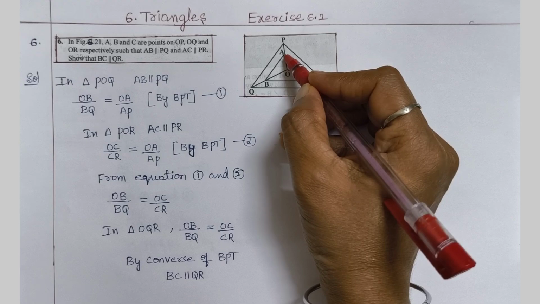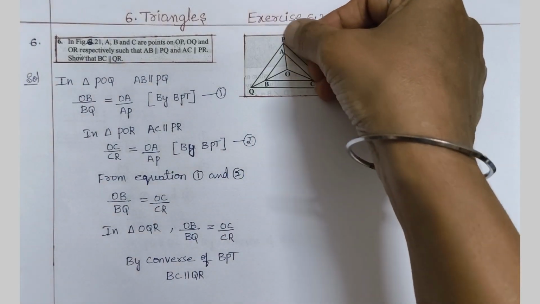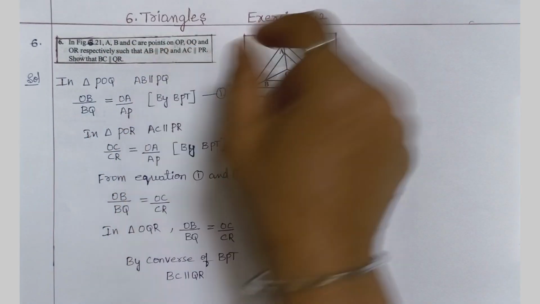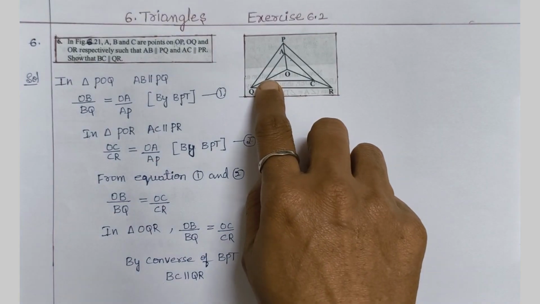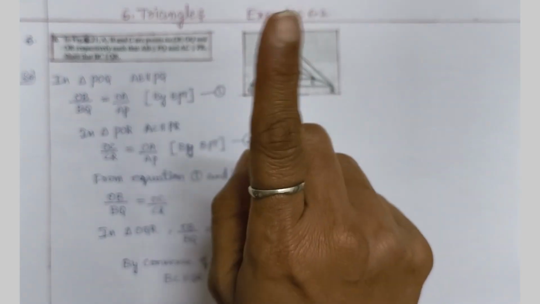A, B, C are the midpoints. See here, A is the midpoint of OP. Are the points, not midpoints. A, B, C are the points. A is the point on OP. B is the point on OQ. C is the point on OR. This is the first concept.